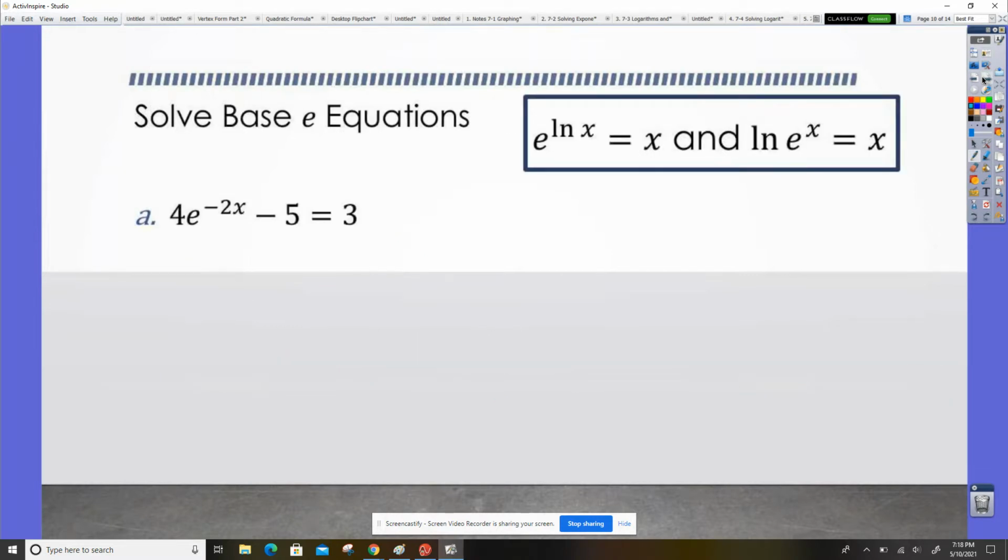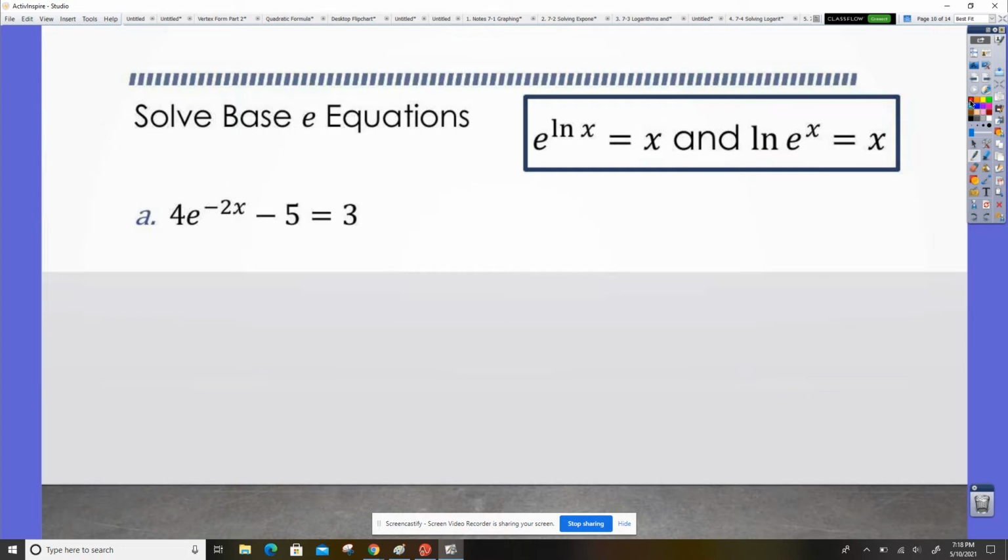All right, now that we've simplified using our log properties, the next thing that we're going to do is solve base e equations. Okay, now to do this, we have a couple rules up here in the right-hand corner. It states that e to the power of ln of x, the e and ln cancel, and you're just left with x. In contrast to that, if you have ln of e to the power of x, the ln and e again cancel, and you're just left with x. So we can use this rule, this property, to help us solve these base e equations.